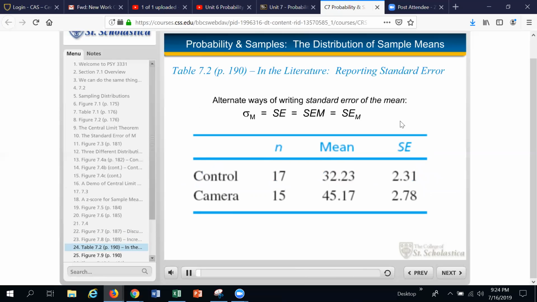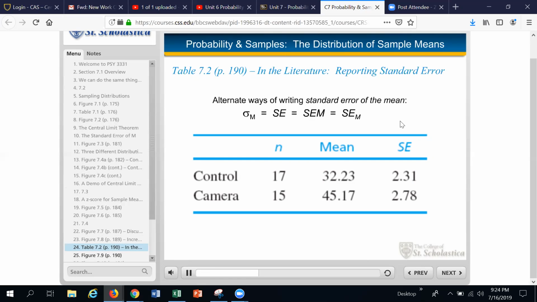In most of the chapters, the textbook authors include a section called In the Literature, so that you know how to write up the results of statistical analyses, or so that you understand how to read the results that others report. The section in this chapter talks about reporting the standard error of the mean. So far, we have been using the symbol sigma sub m. In a later chapter, when we learn how to use sample data to estimate the standard error of the mean, we will use the symbol S sub m.